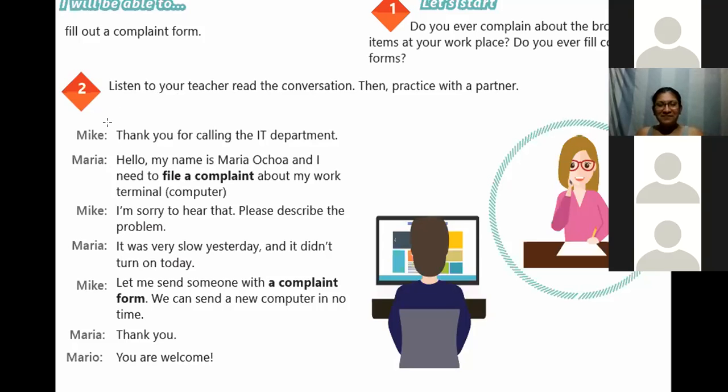Thank you for calling the IT department. Hello, my name is Maria Ochoa and I need to file a complaint about my work terminal, computer. I'm sorry to hear that. Please describe the problem. It was very slow yesterday and it didn't turn on today. Let me send someone with a complaint form. We can send a new computer in no time. Thank you. You are welcome.